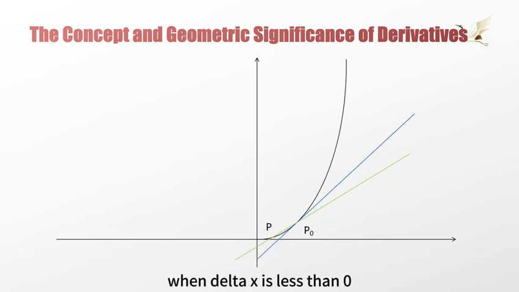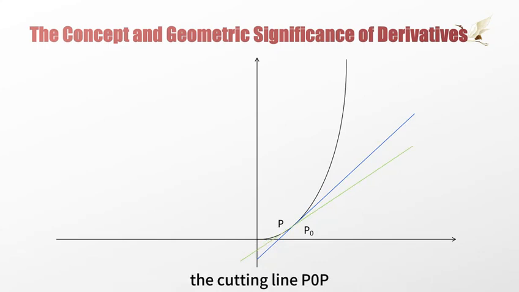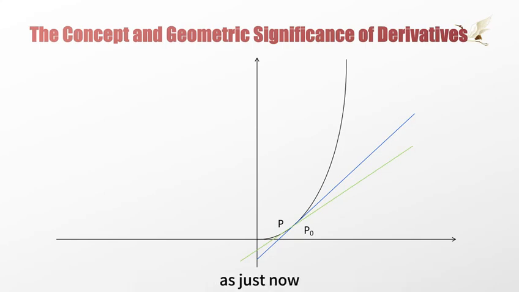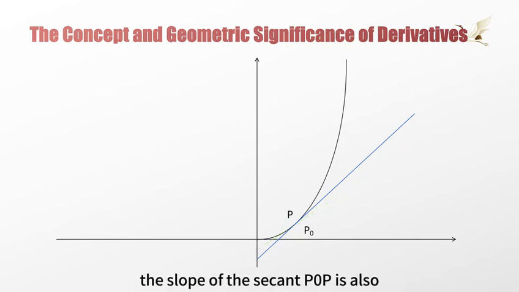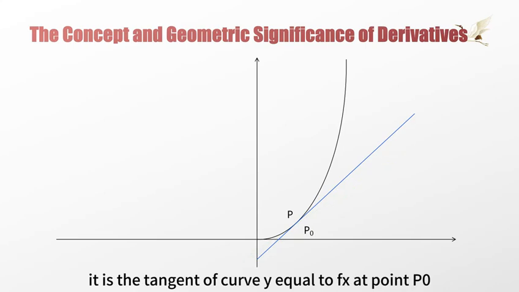When delta x is less than 0, point P is on the left side of point P0. When delta x approaches 0 infinitely, P approaches point P0 infinitely along the curve. The secant P0P infinitely approaches the same determined position as just now. The slope of the secant P0P is also infinitely close to the slope of the line that determines the position. So what is the line that determines the position? It is the tangent of the curve y equals f(x) at point P0.